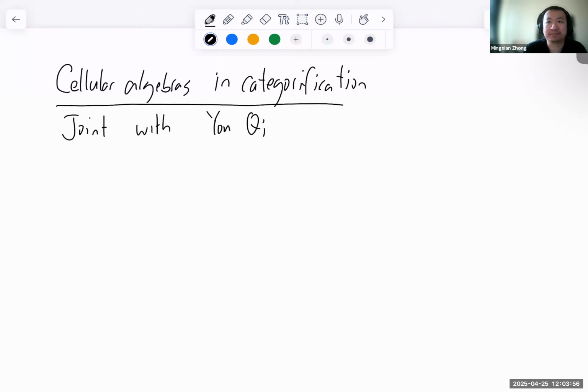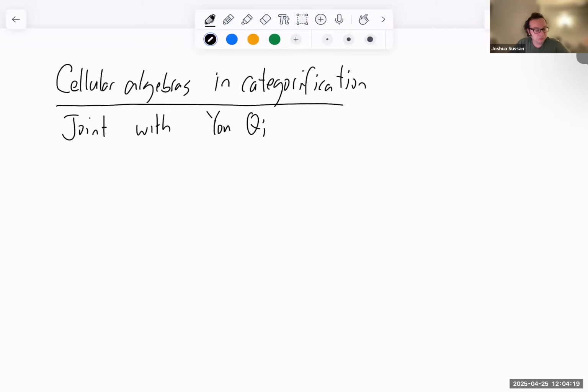Thank you, Joshua. Okay, yeah, thank you to the organizers and everybody for being here. So this is joint work with Yu Chi. I work in this field of representation theory, which intersects with low-dimensional topology, and specifically in this area of categorification. So maybe if there's time in the end, I'll say why I'm talking about cellular algebras.